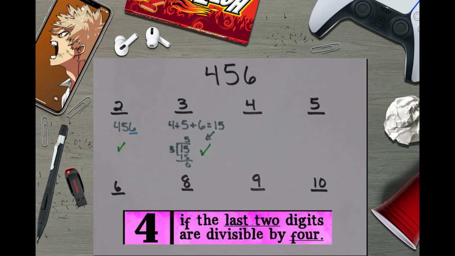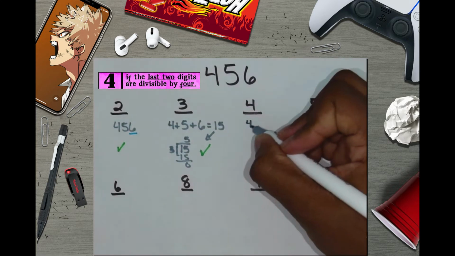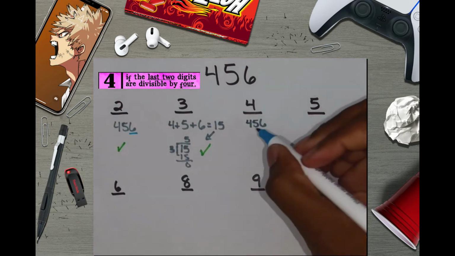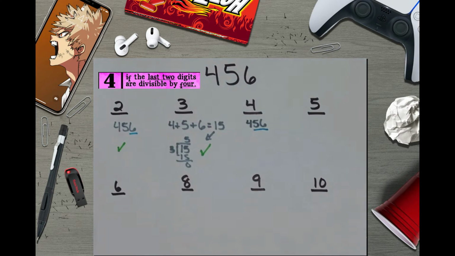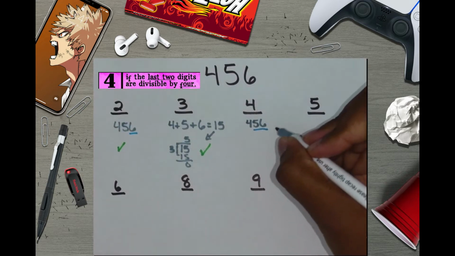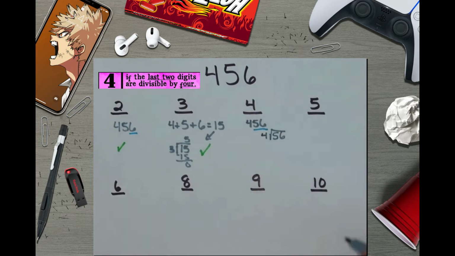The divisibility rule for 4 says the last 2 digits are divisible by 4. So if I take my number, 456, I have to look at the last 2 digits. The last 2 digits here will be 56. So I basically have to see if 56 is divisible by 4. How do you do that? Simply divide it. I take 56 and divide that by 4.